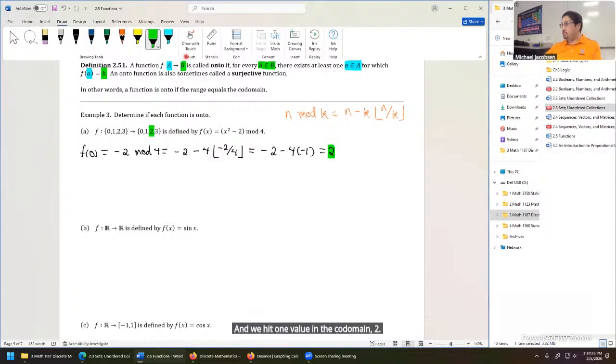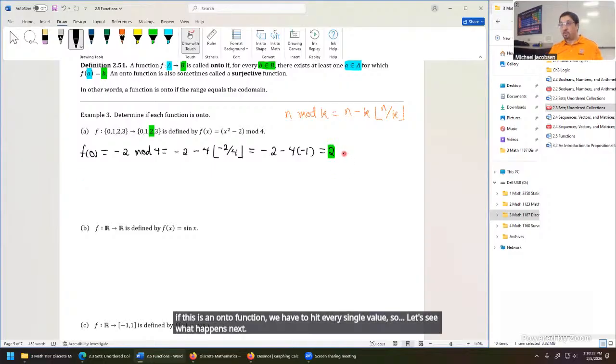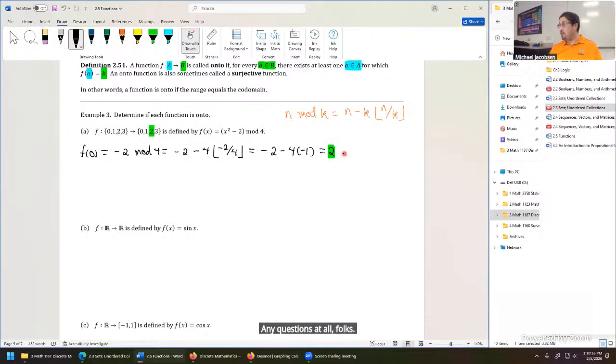If this is an onto function, we have to hit every single value. So let's see what happens next. Any questions at all, folks, with the evaluation side so far?